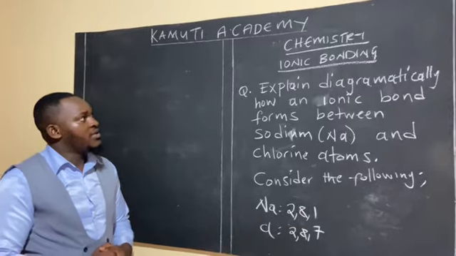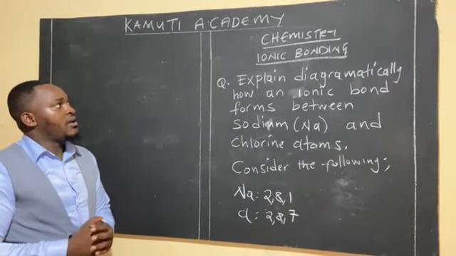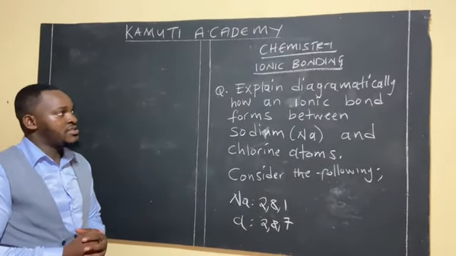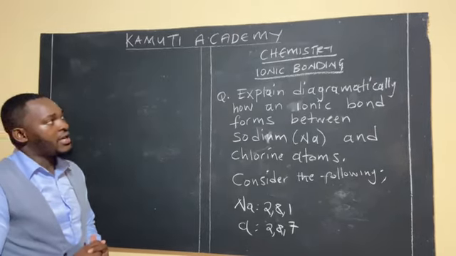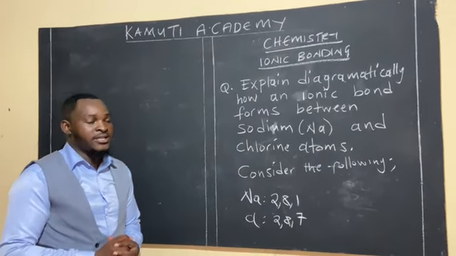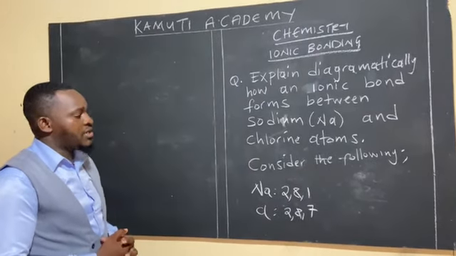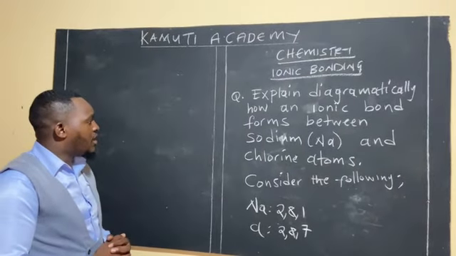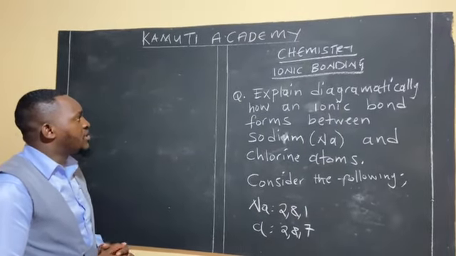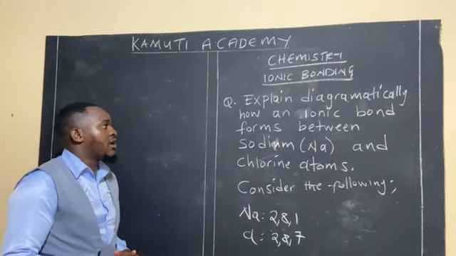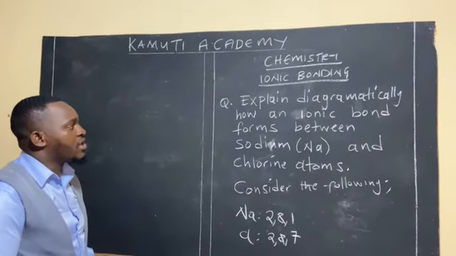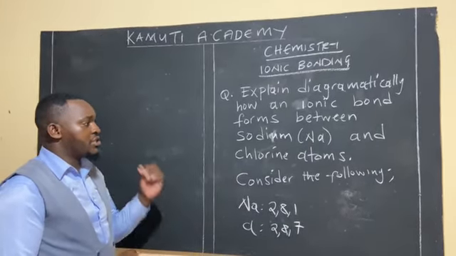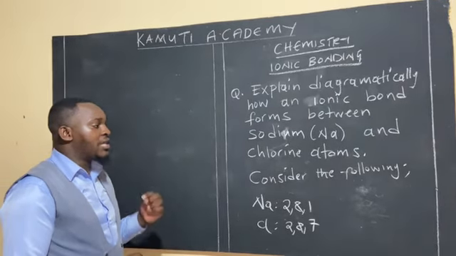In today's lesson, we're going to look at ionic bonding. So this is a subtopic under bonding, right? Now we have a question that we're going to look at before we can actually solve. The question reads: explain diagrammatically how an ionic bond forms between sodium and chlorine atoms.